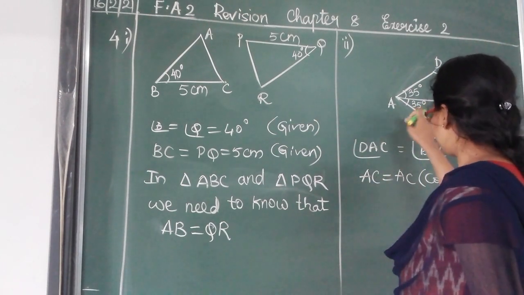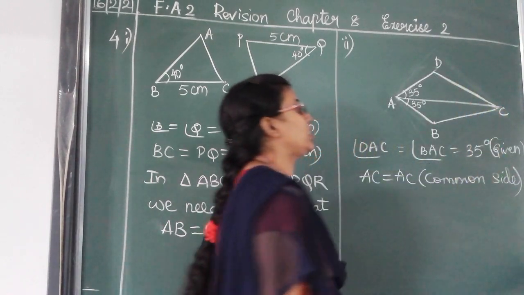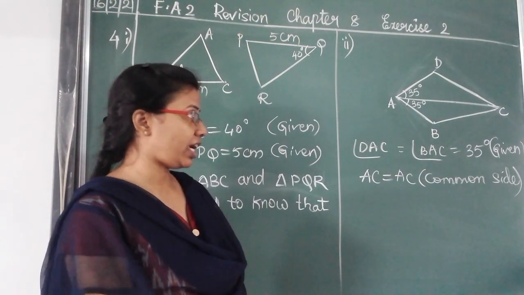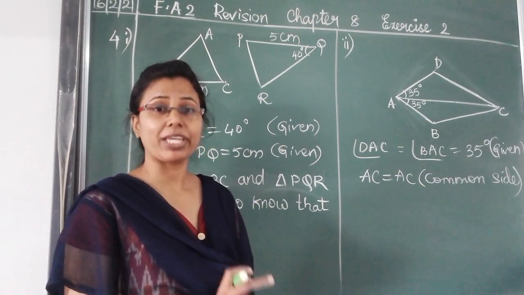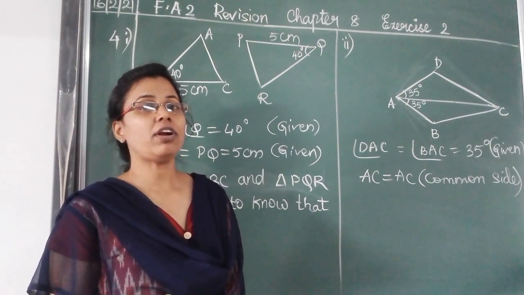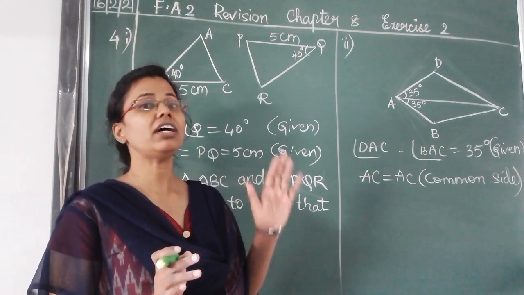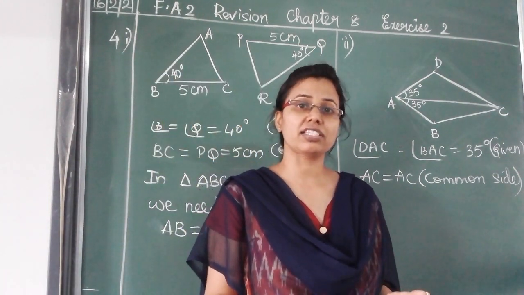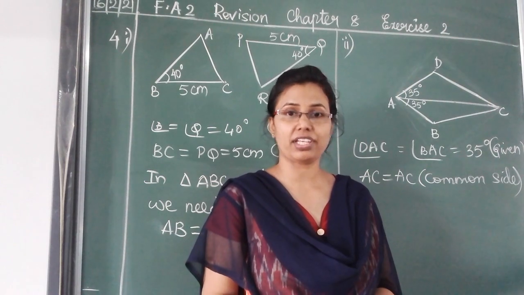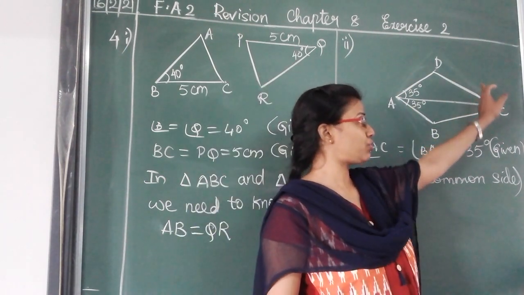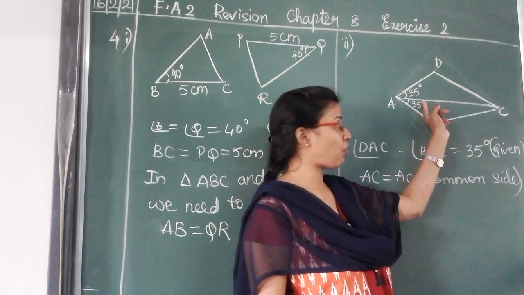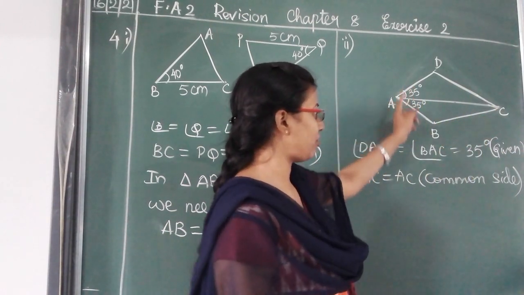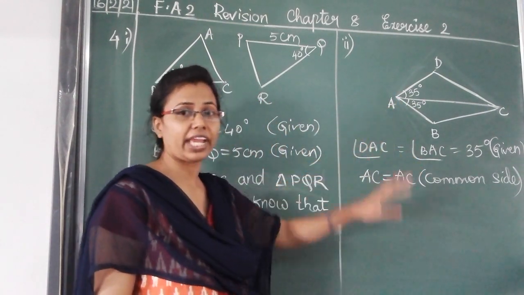Why should I take only this side? Why can't I take this CD and CB? Very good. We should not take CD is equal to CB because it is not the side which is having the angle. You always remember that when we are using SAS, the angle should be the included angle. So here if you take these two sides, this angle formed is not the included angle. That is the reason we will not take that part. We are going to take AB is equal to AD.